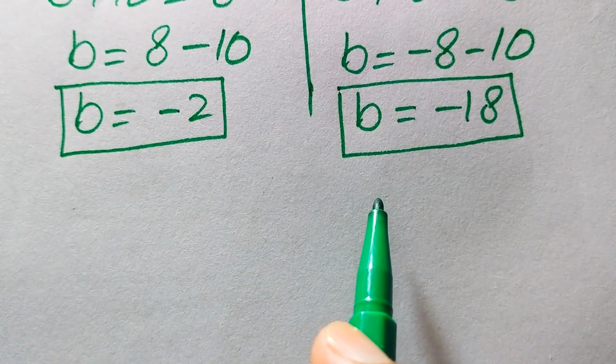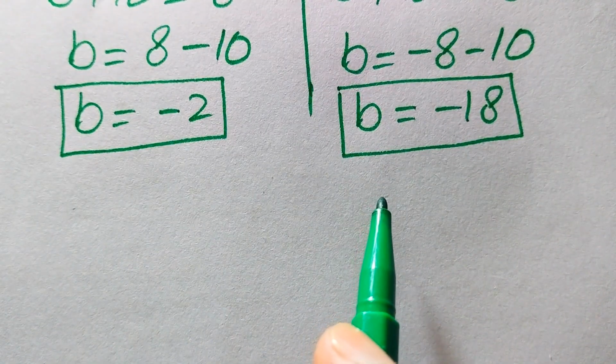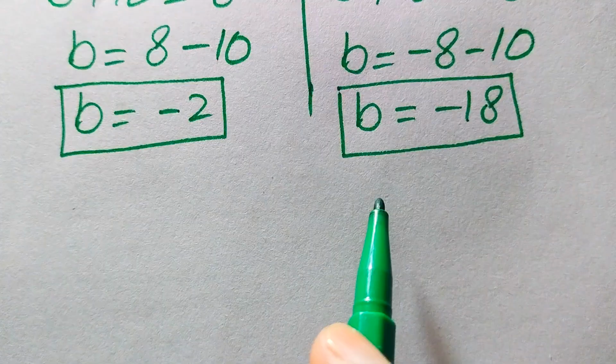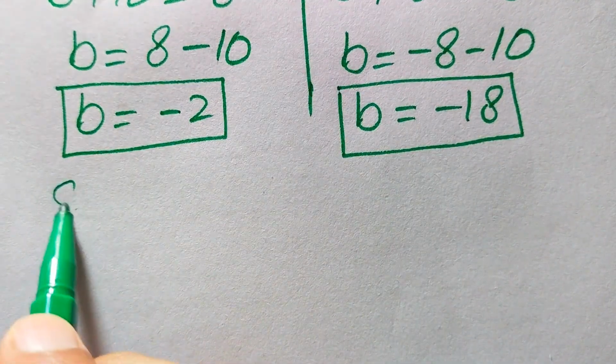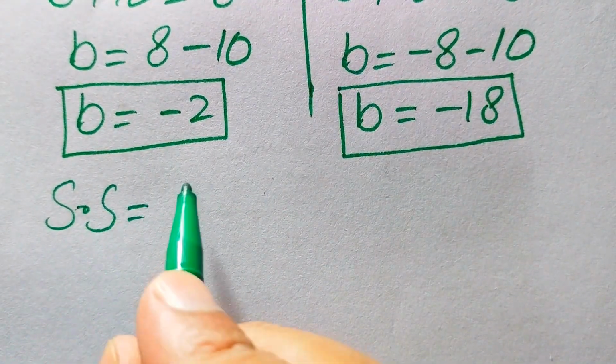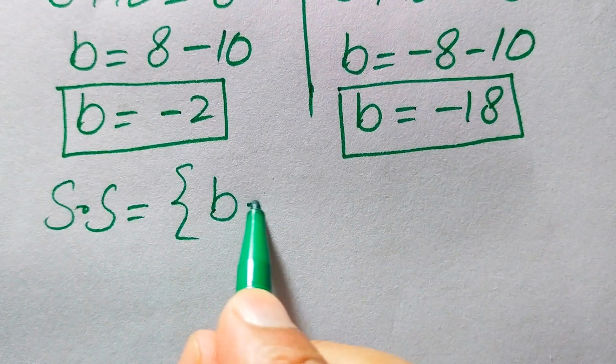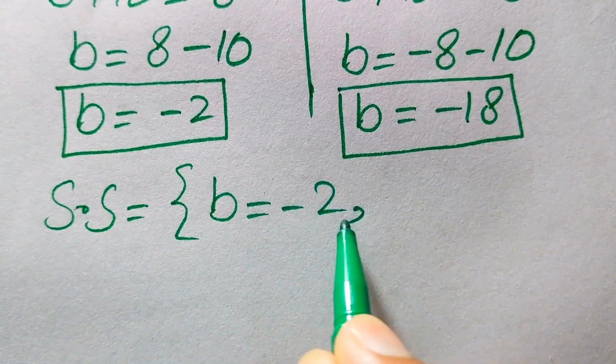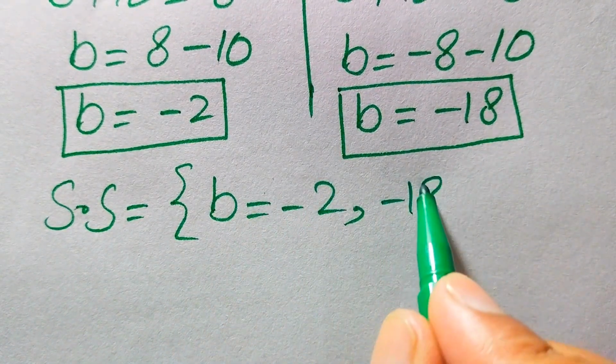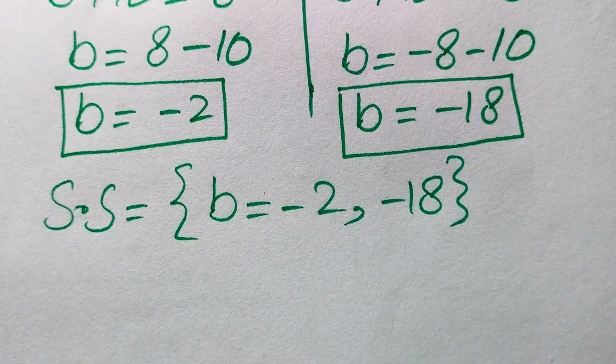In the first method we already verified that both of these two roots satisfy our given question statement. So we finally conclude that the solution set of the given question is again −2 and −18. These are the two roots which we get from the second method, and this is the final answer.